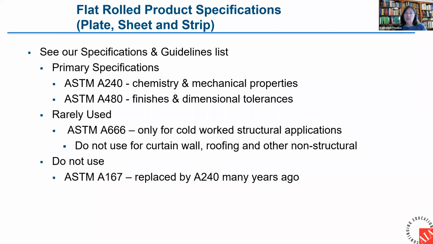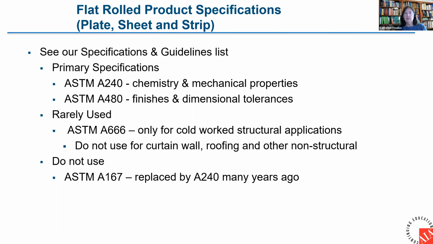For plate, sheet, and strip, the two primary specifications that you will be using are ASTM A240 for chemistry and mechanical properties. There are some optional tests in that specification should you need them. A480 covers everything else: the finishes, the dimensional tolerances, the packaging, anything else related to the purchase of that material. And within A480, you should be making some decisions about what you need. And we'll talk about a few of those.